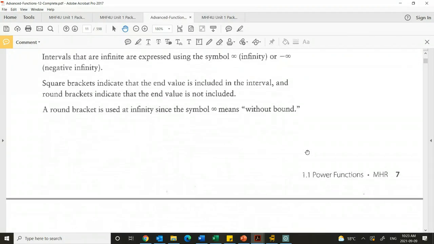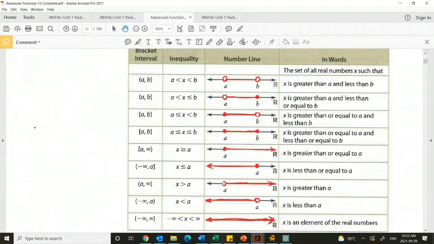Okay, so let's look at this chart here. You will notice everything that has a hollow point here. If we compare this to what the interval notation looks like for this, this is A to B, but we don't want to include A and B in the set, so we use round brackets on both of those. This one is A to B, but A is a hollow point, B is a solid point. So B is included, A is not included, so notice the round bracket on A, the square bracket on B.